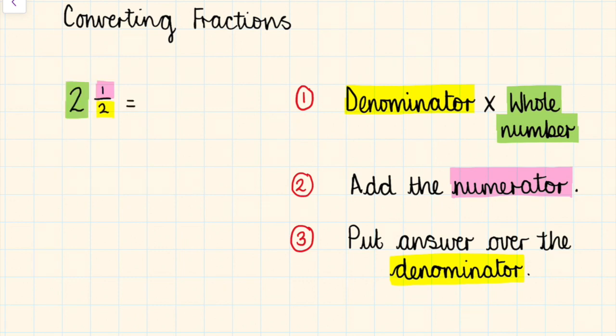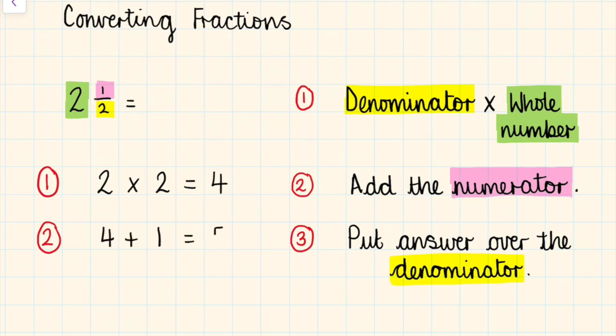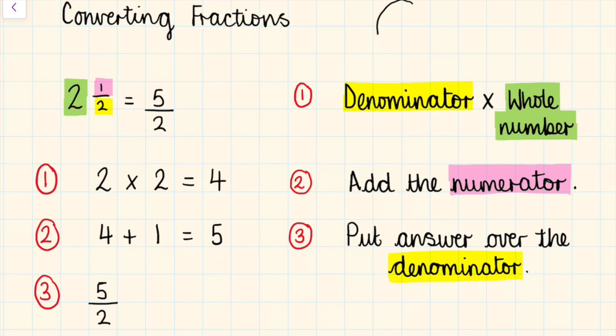On the screen you can see we've got a fraction of 2 1/2. I've colour coded it so that you can see the different parts of the fraction. So let's begin. Following step 1, we're going to take the denominator of 2 and multiply it by the whole number, which is also 2, giving us an answer of 4. Then we're going to add the numerator to our answer, so 4 add 1 gives us 5. The last thing we do then is put that 5 over the initial denominator of 2, so it becomes 5 over 2. So we can see that 2 1/2 is equivalent to 5 over 2, or 5 halves.